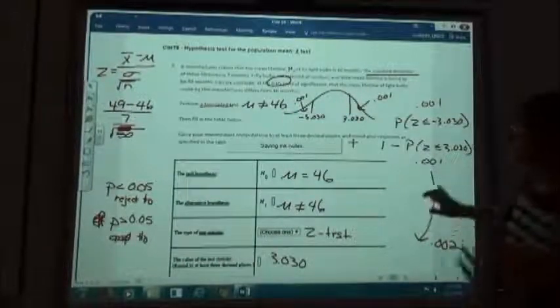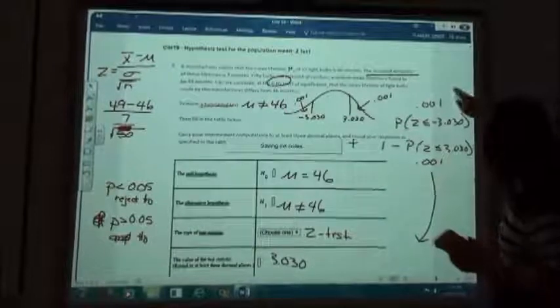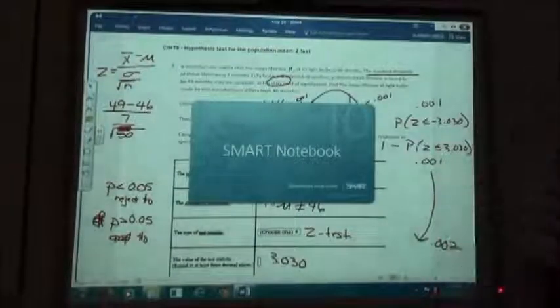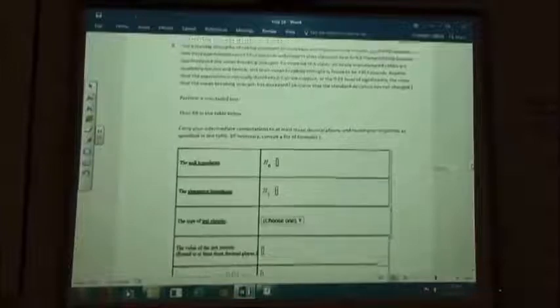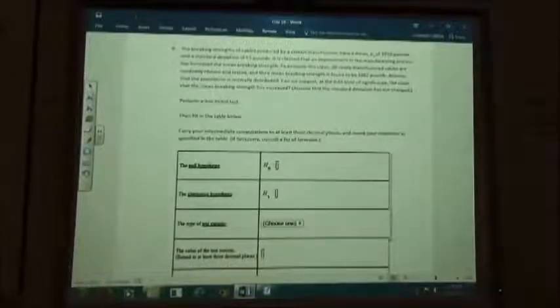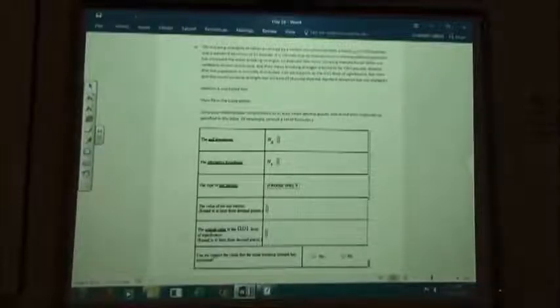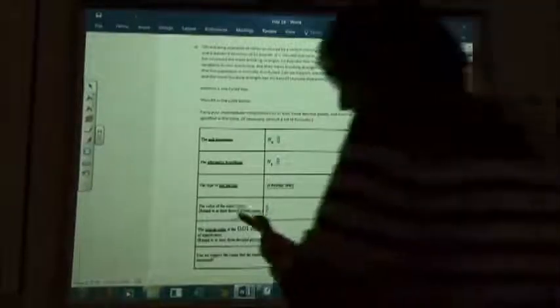Why is it snapping me again? The computer just doesn't want to cooperate with me today. All right, number 8 then. See how much of it I can get on here. See if I shrink my screen a bit. There. Maybe we can see it all then. Okay, number 8 then.